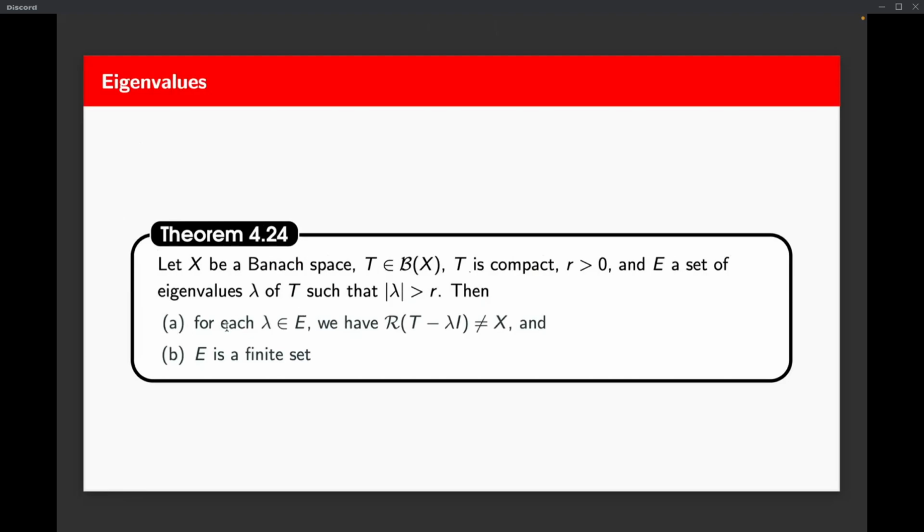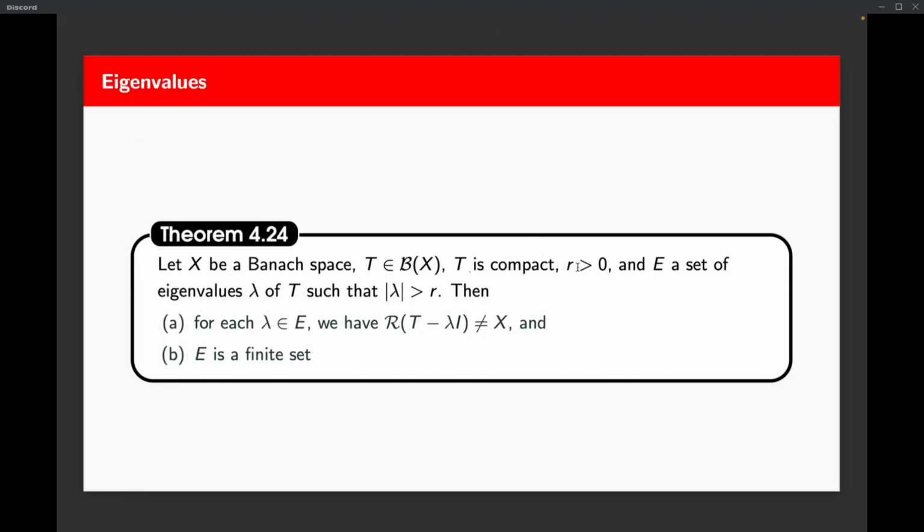Then for every lambda in that E, the range of T minus lambda I is not all of X, and E is finite, so there can only be finitely many such eigenvalues. So what does A say? A says that lambda is in the spectrum of T, right? That was the definition of the spectrum. And then B says there can only be finitely many.